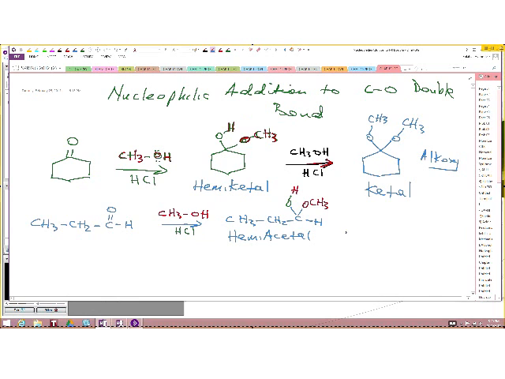Okay. Now, we could also take another mole of the alcohol, in the presence of an acid catalyst. Now we get what we call an acetal.